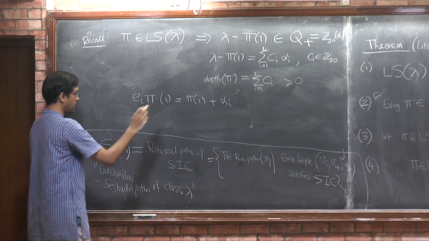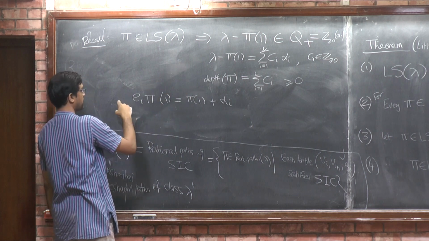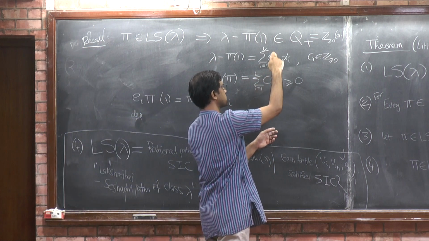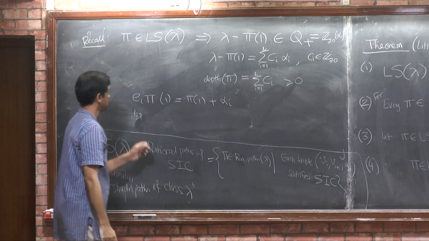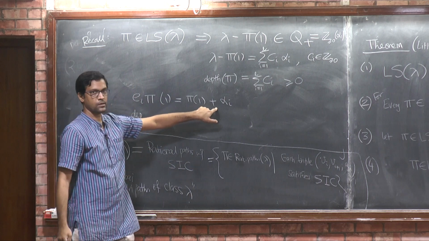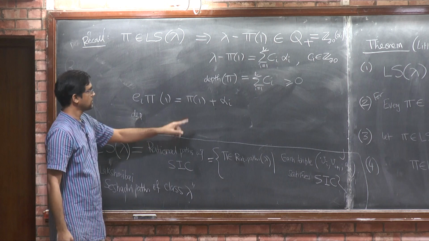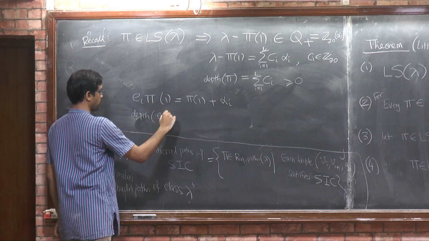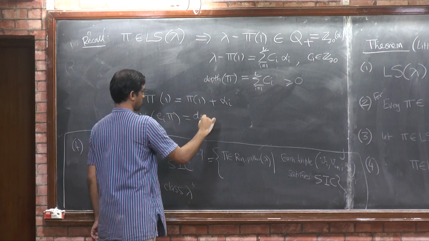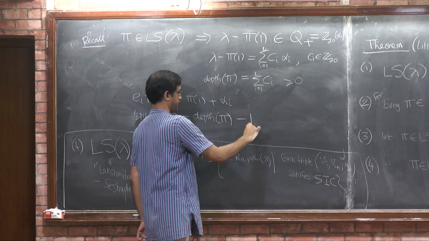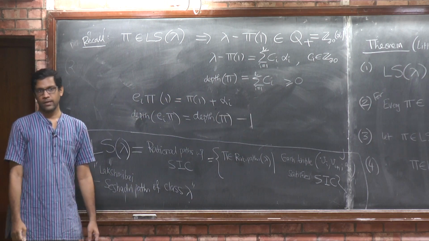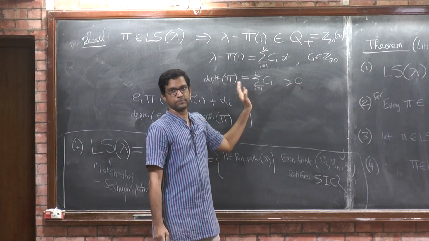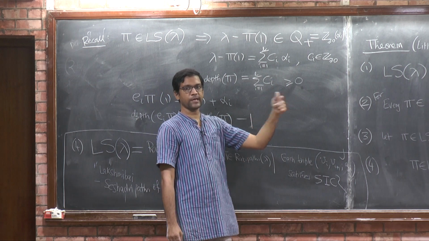Once you add an extra alpha I, by the definition of depth, I need to do lambda minus this. So the ith one, ci, has now become ci minus 1. Adding this plus 1, if I write lambda minus this, what that amounts to is that ci has become ci minus 1. In other words, the depth of this new path is 1 lower than the depth of the original. And the depth always remains a non-negative integer, greater than or equal to 0. At every step, you are decreasing the depth by 1.